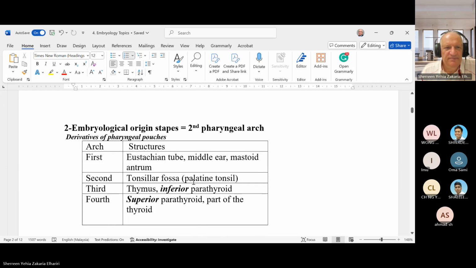It is important to know the embryological origin of the stapes, which is the second pharyngeal arch, because the first arch gives the Eustachian tube, middle ear, and mastoid antrum.